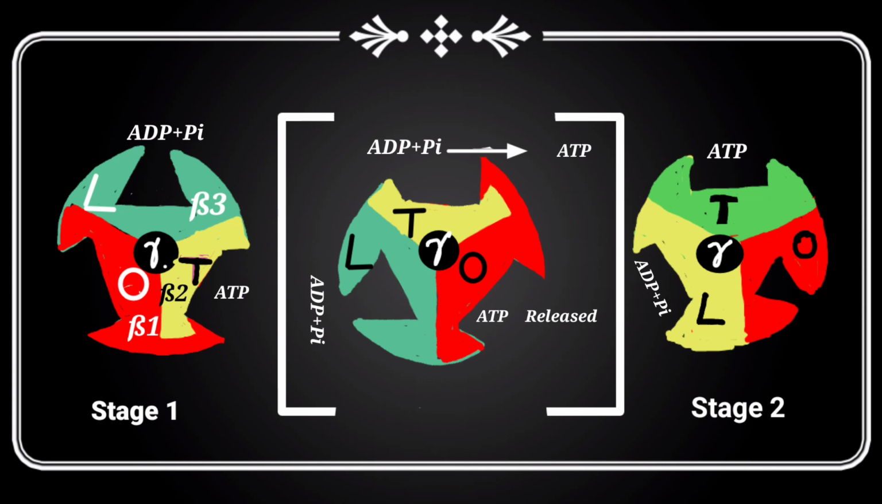When we look at stage 2, the ATP has fallen out of the O state. New ADP plus inorganic phosphate have bound to the L state and the ATP has been synthesized in the T state. This completes our ATP synthesis.